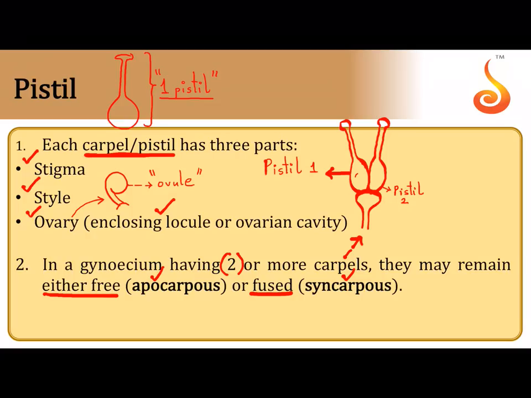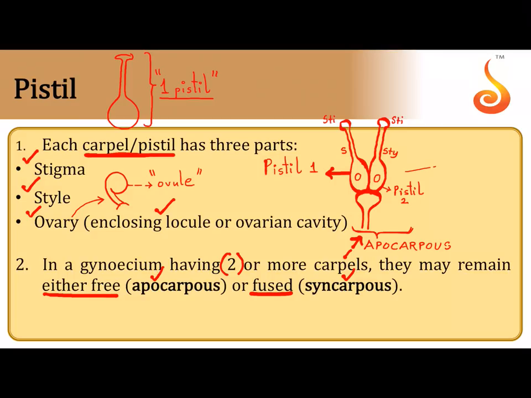This pistil 1 has an ovary of its own, a style of its own, and a stigma of its own. Similarly, pistil 2 has an ovary of its own, a style of its own, and a stigma of its own. So we call this condition, where the two pistils of the flower are separate, apocarpous. To simplify the concept, I have taken only two pistils here.